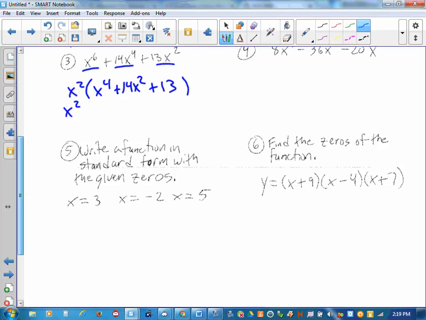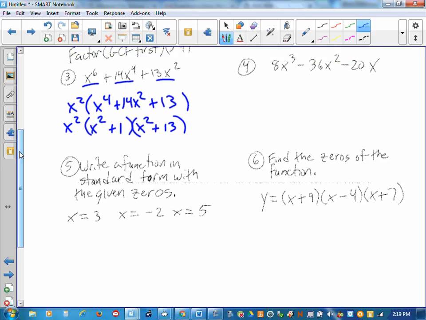The x squared drops down. 2 sets of parentheses, put an x in each. Nope, that would be a lie. We're going to put an x squared in each. 13 is a prime number, so there's no choices. 13 and 1.